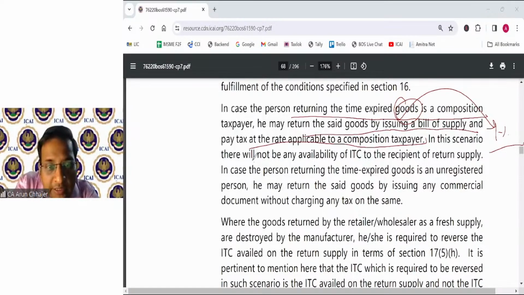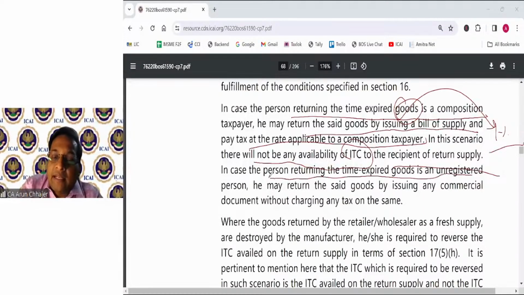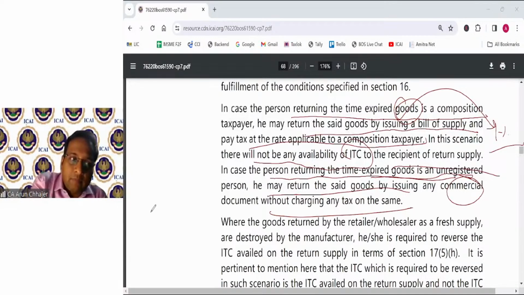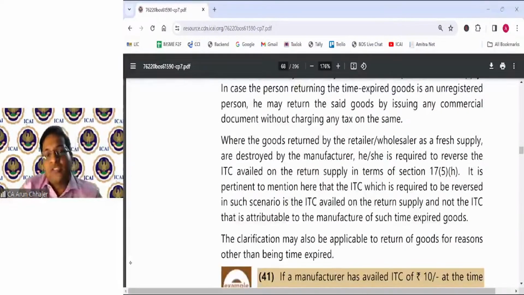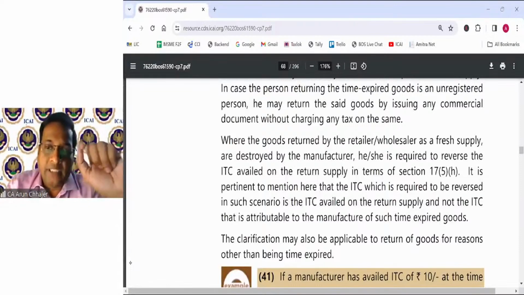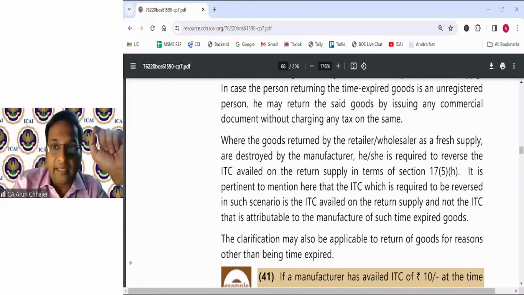In this scenario, there will be no ITC to the recipient of the return supply. Obviously, because a composite dealer cannot take the ITC, cannot charge the tax, and the recipient of that particular supply obviously cannot take the ITC. In case the person returning the time expired goods is an unregistered person, he may return the said goods by issuing a commercial invoice without charging any tax on the same. Where the goods returned by the retailer or wholesaler are treated as fresh supply, correct?